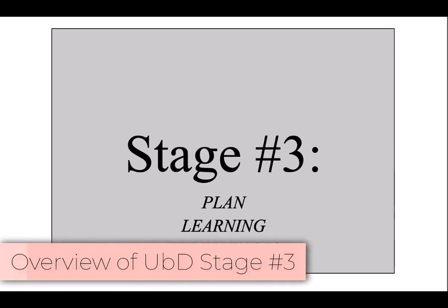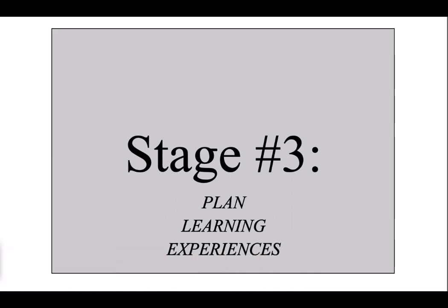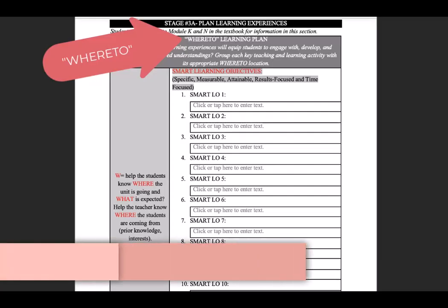The main focus for Stage 3 of Understanding by Design is making sure that your learning activities and plans flow from the goals that you've established in Stage 1 and the assessments that you've designed in Stage 2. Stage 3 is all about designing engaging and effective activities that are focused on the learning objectives. The acronym that the third stage follows is WHERETO.